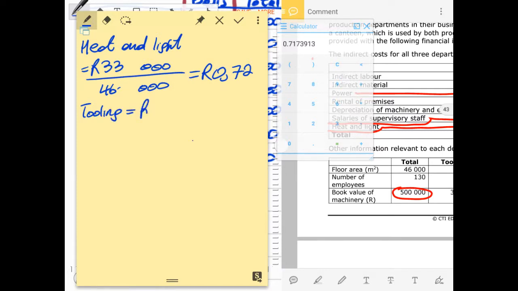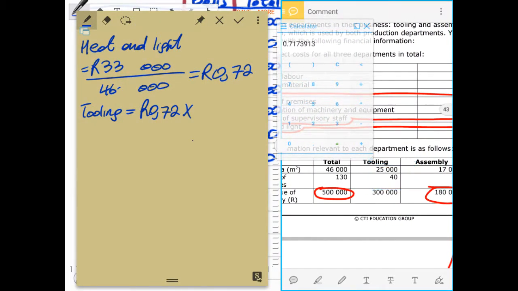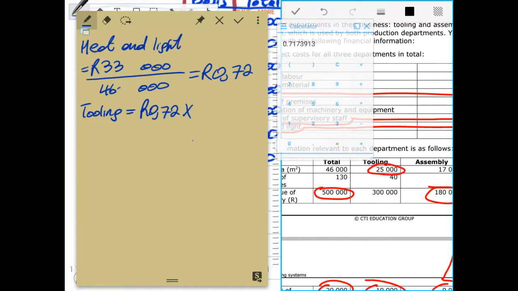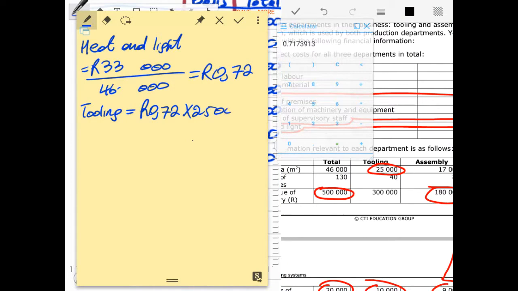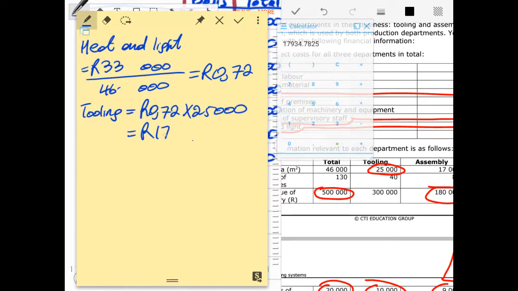And when we allocate that in the tooling department, we say our rate is 0.72 multiplied by the space used by the tooling department, and tooling department used 25,000 square meter. Then we multiply by 25,000 square meter, and this will be 17,935. That will be allocated to the tooling department as heat and light overhead cost.